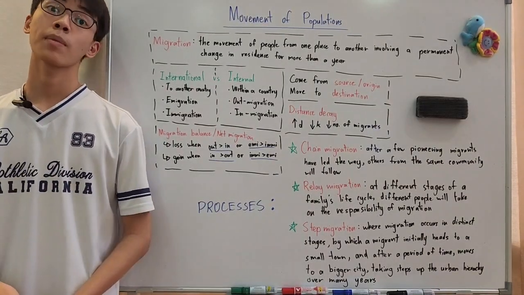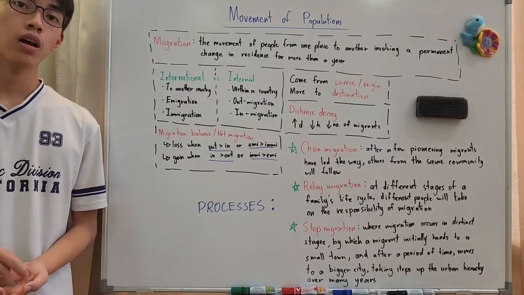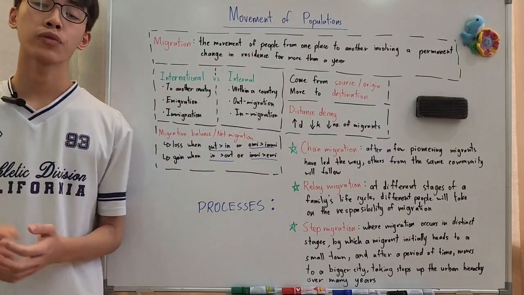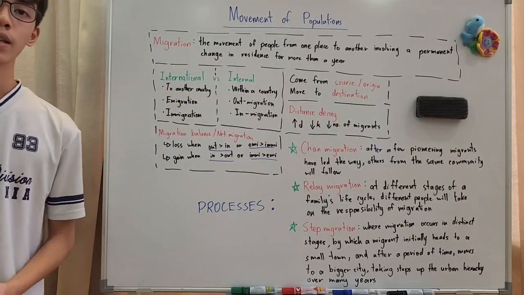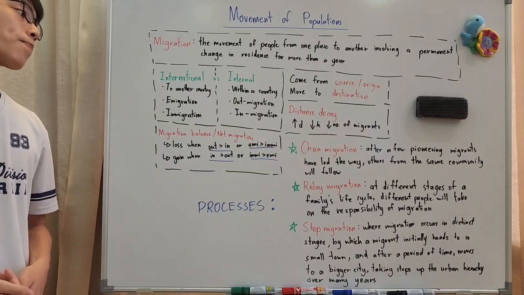So this entire topic is about migration, and migration is defined as the movement of people from one place to another involving a permanent change in residence for more than a year. This more than a year part is really important because if it's less than a year, then it is short-term movements, such as tourism or seasonal movements and stuff.